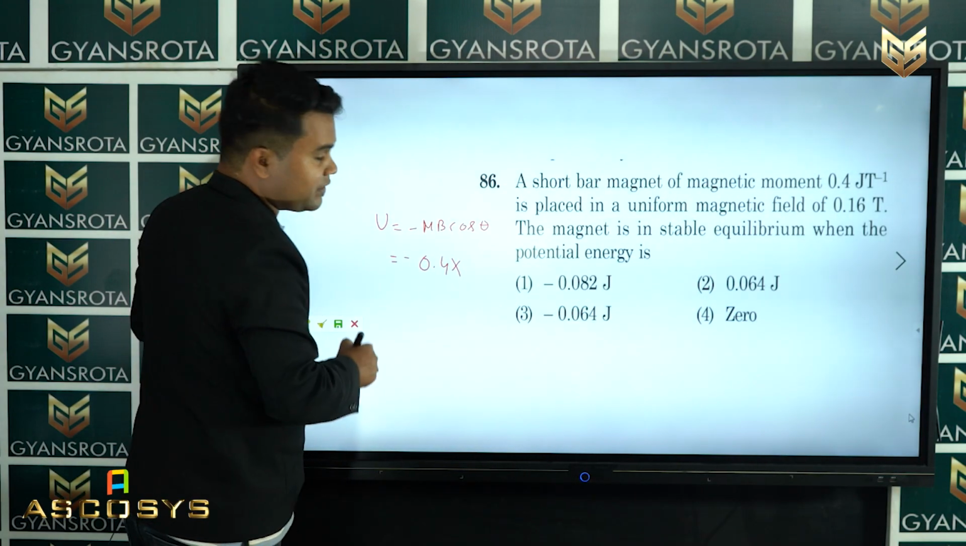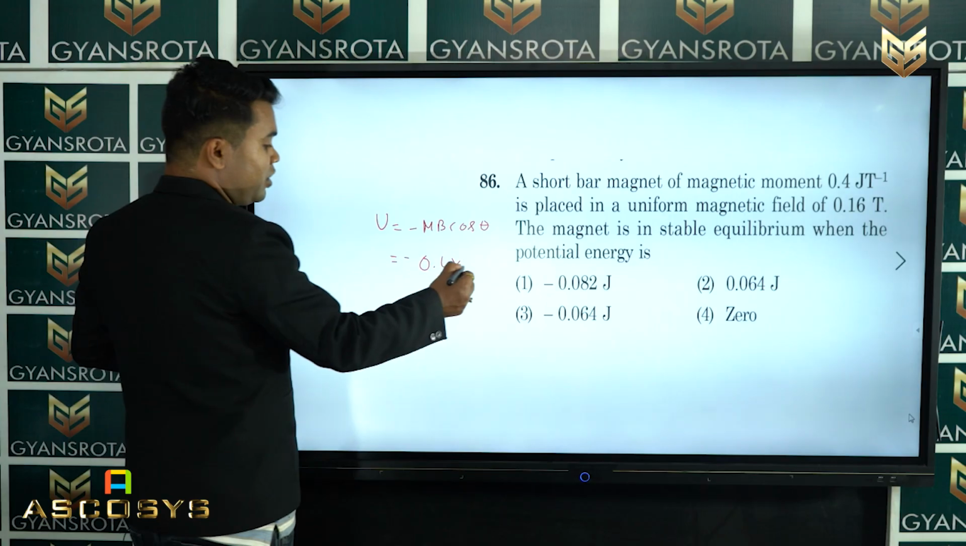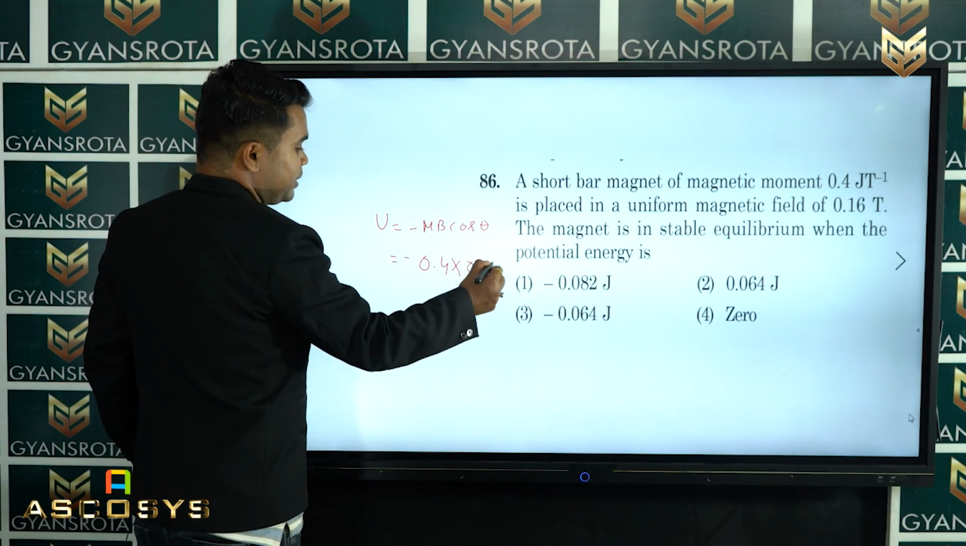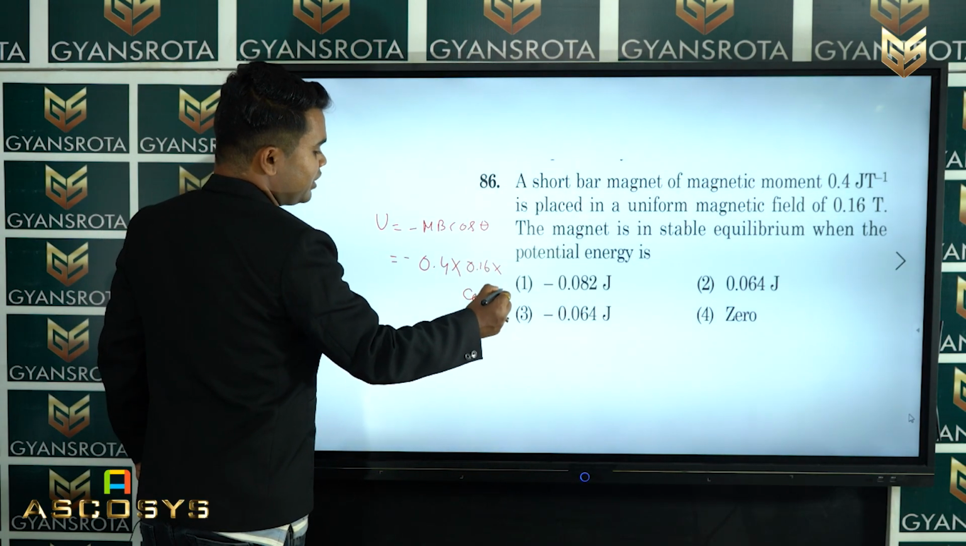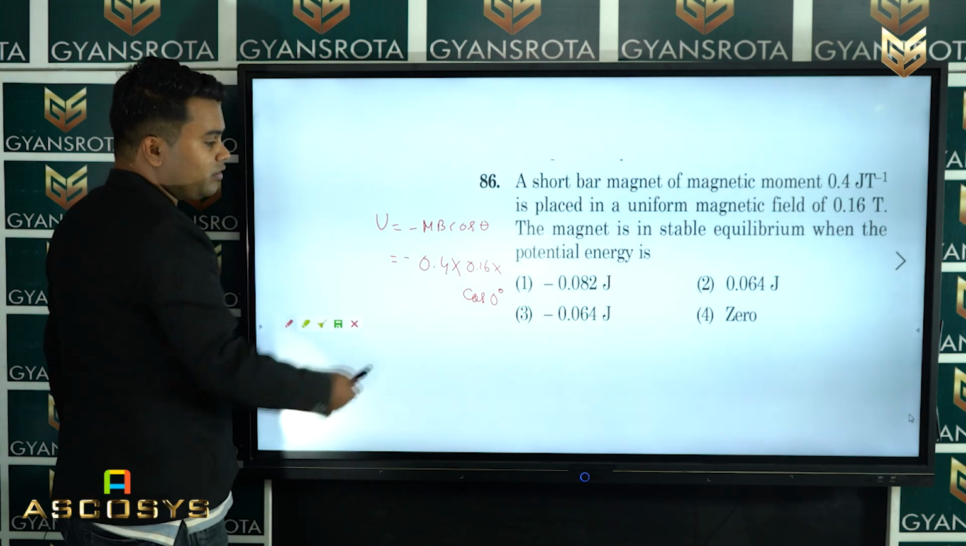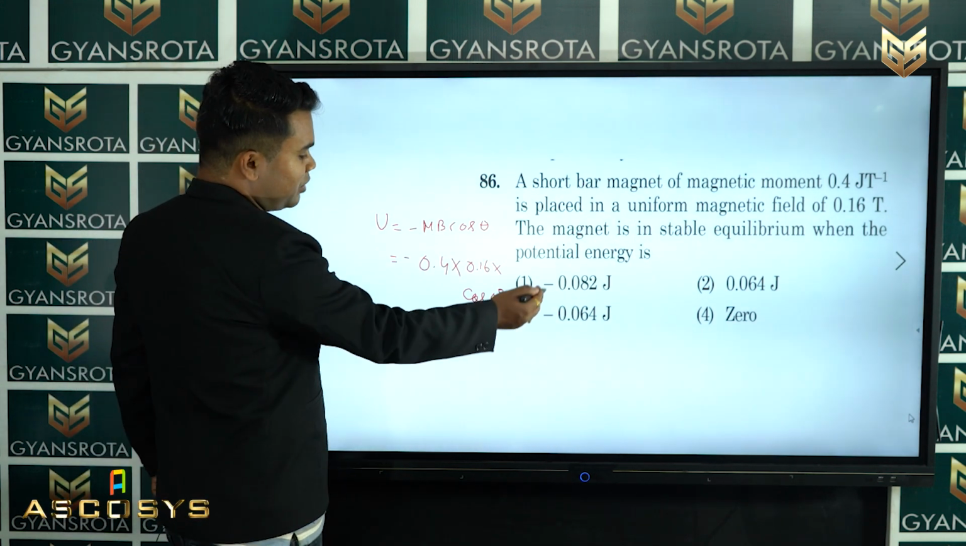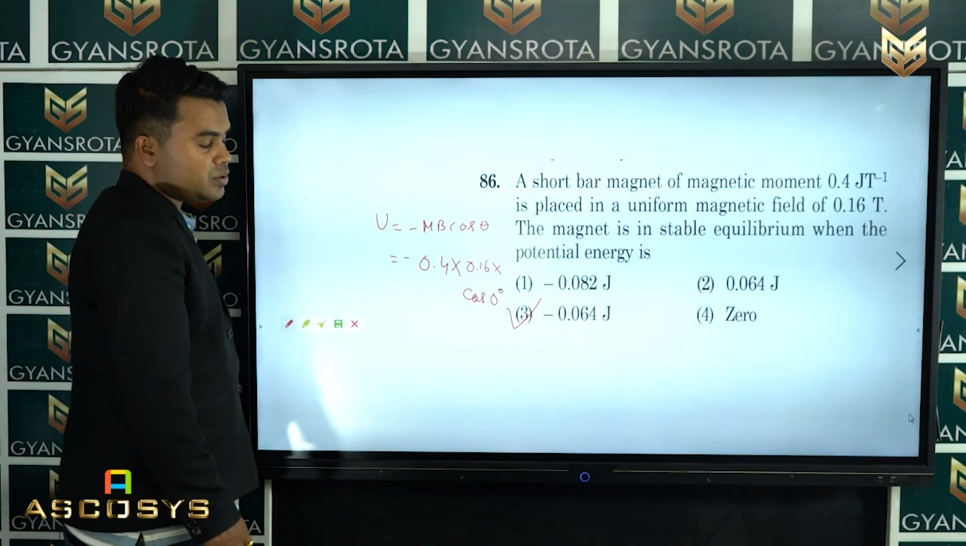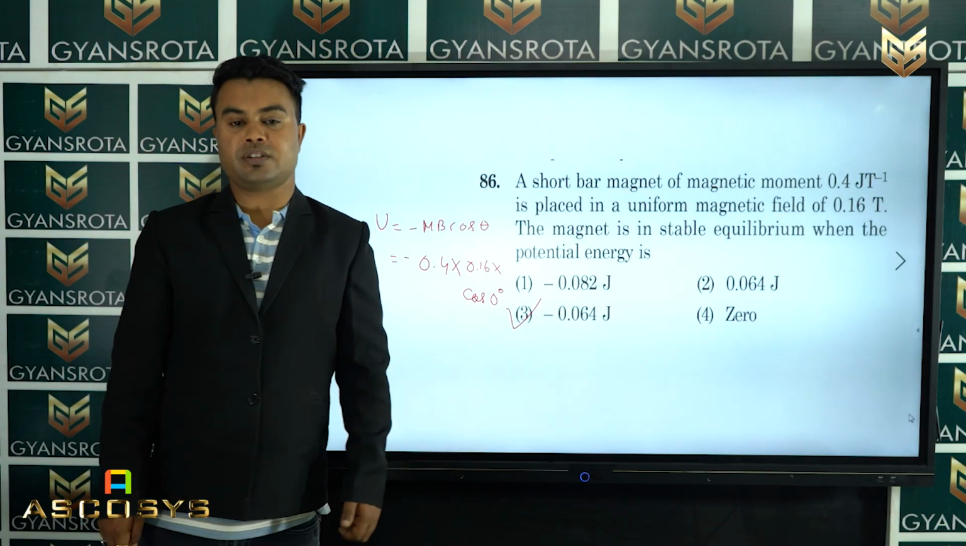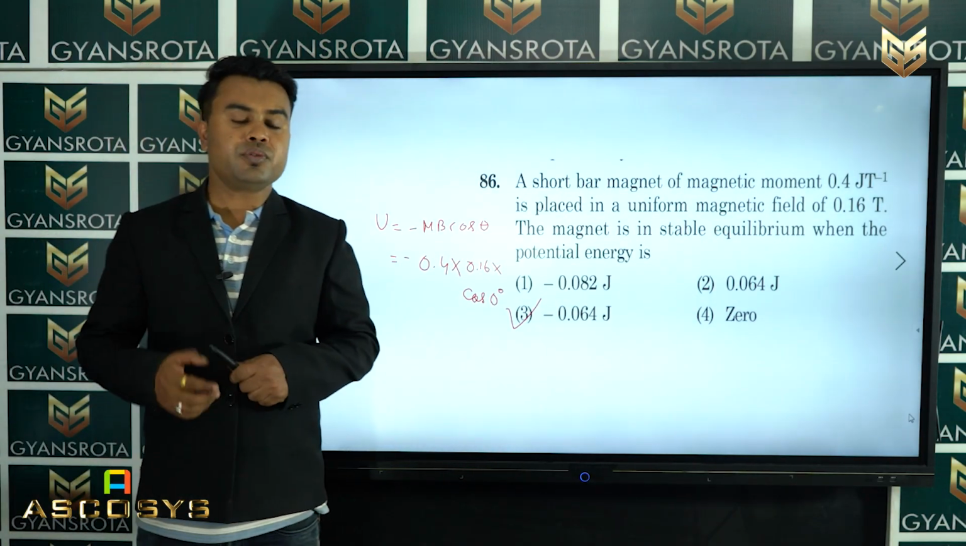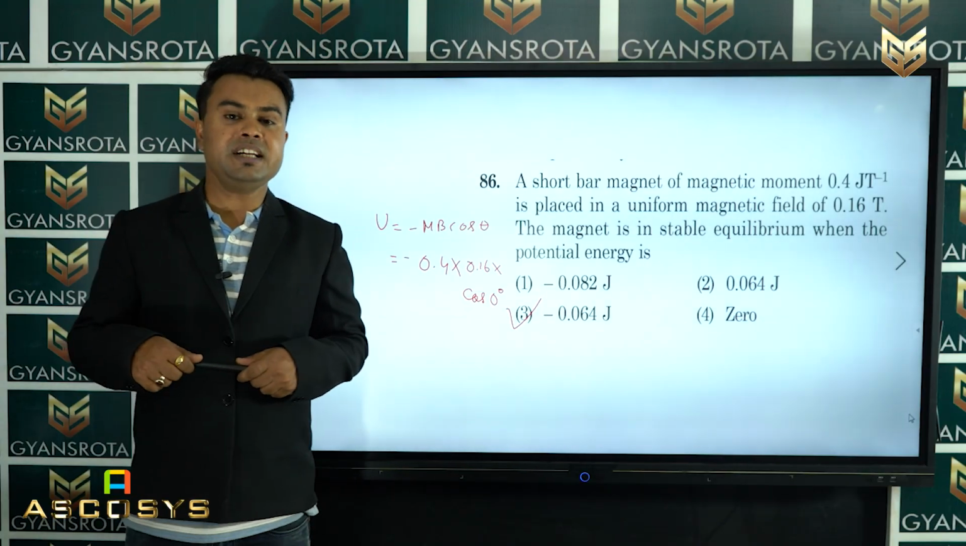0.4, and b is given to be how much? 0.16 multiplied with cos of 0 degree. Cos of 0 degree is 1. Once you solve this one, your right answer will come out to be 0.064 joule. That is option number 3. Now let us move to the next question, that is question number 87.